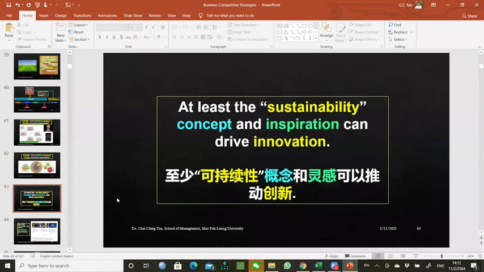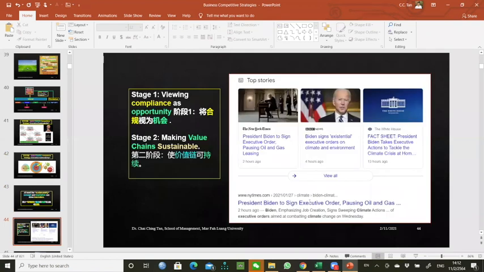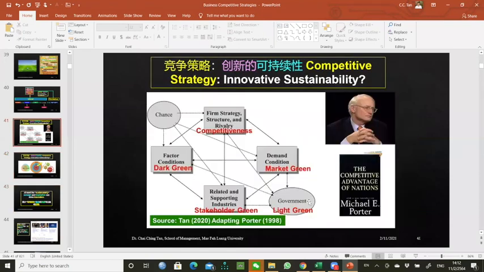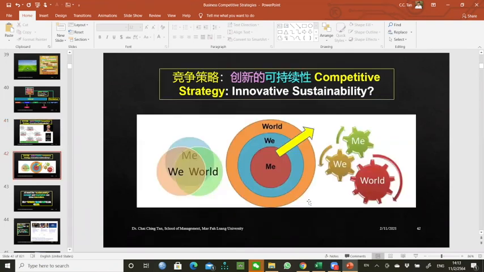Okay, so at least the sustainability concept and your inspiration from all these issues can drive innovation. So I'll just quickly go through what I mean by this green, and then you can read by yourself. It's not necessary for me to go through all the details. You can read by yourself.